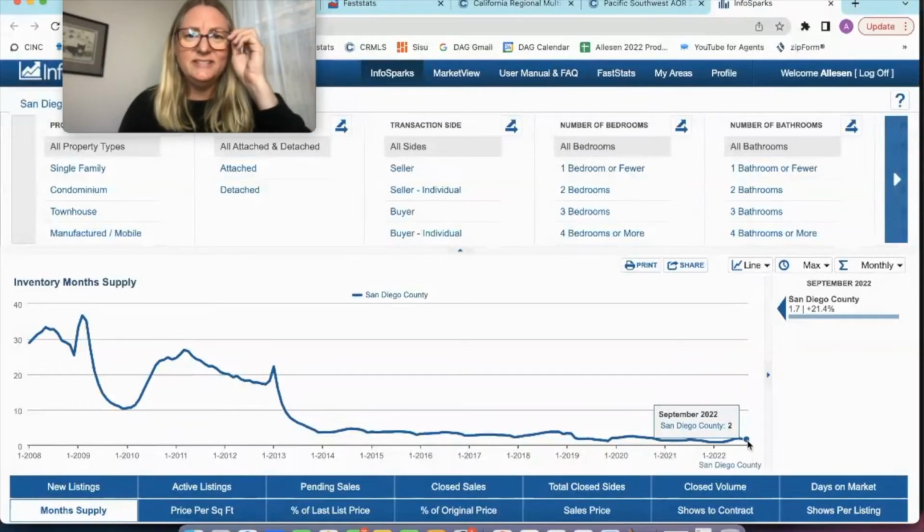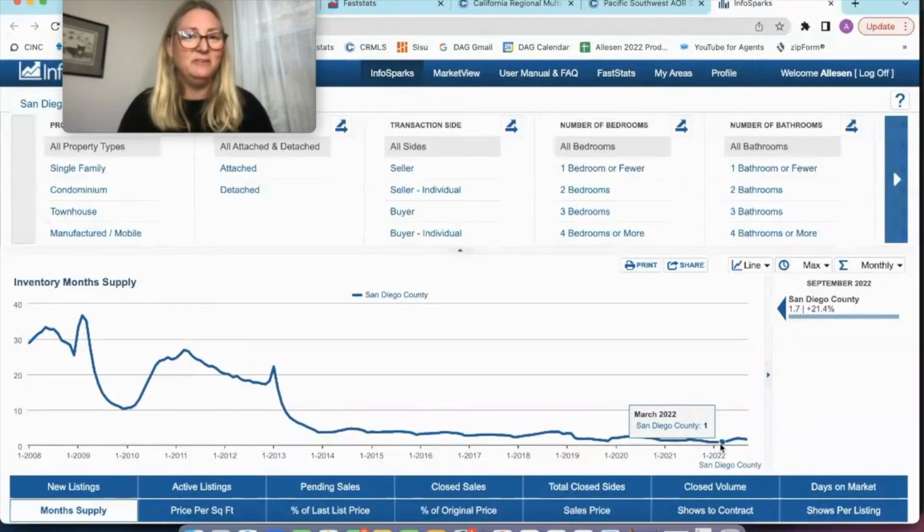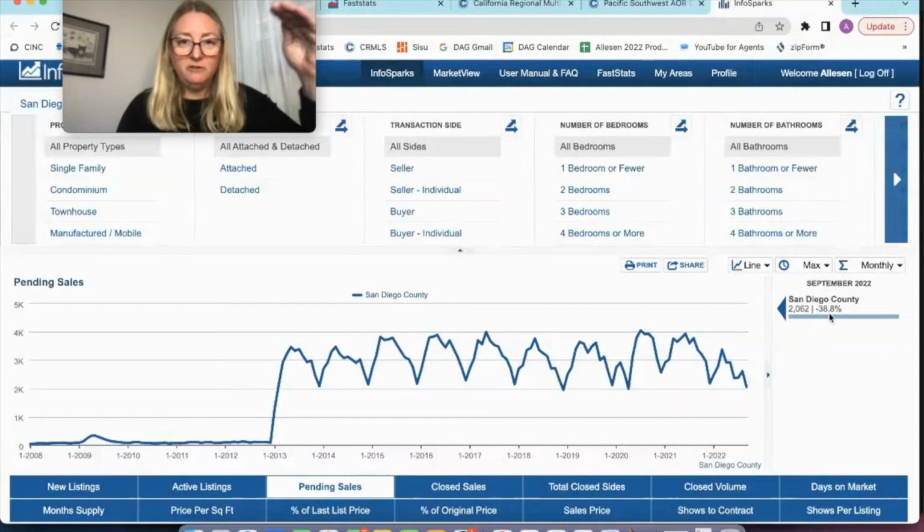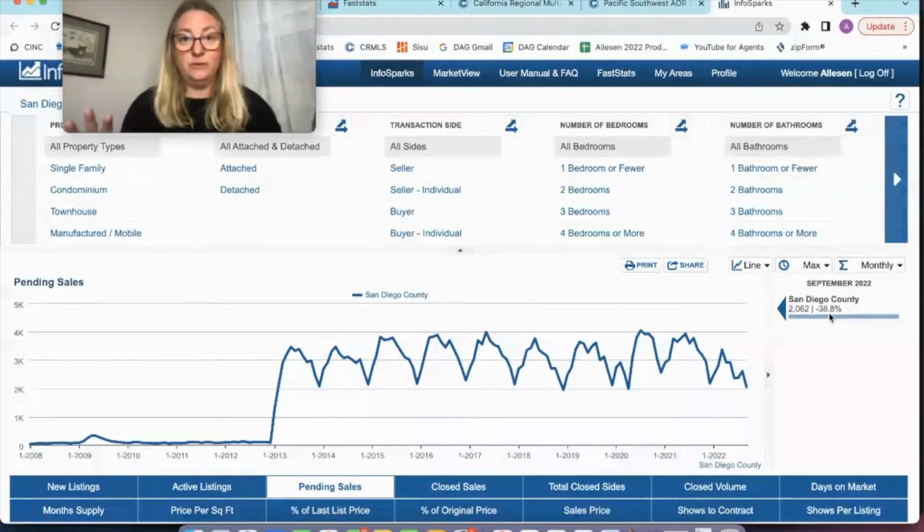So we're still technically in a seller's market, and that's after demand has dropped off drastically. We're still at less than 2 months of inventory, and demand has dropped off. Pending sales are down 40%. So demand has dropped off 40%, and yet we've only gone up to 2 months of inventory from less than 1 month of inventory. That just shows that we just don't have enough houses. There just aren't enough houses on the market to sell.